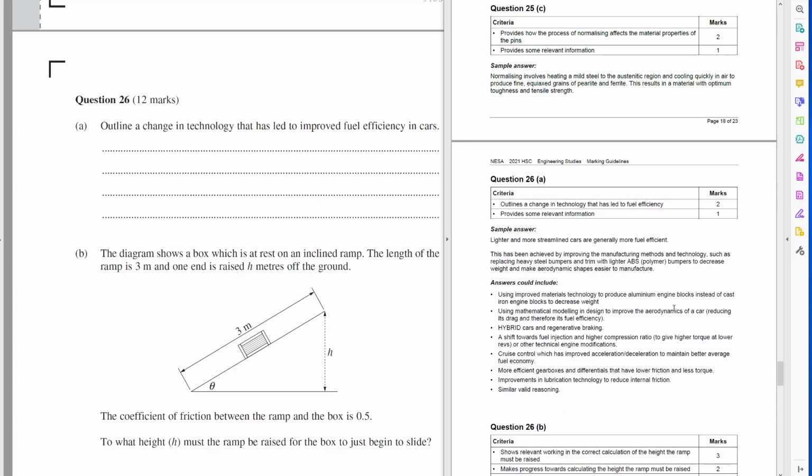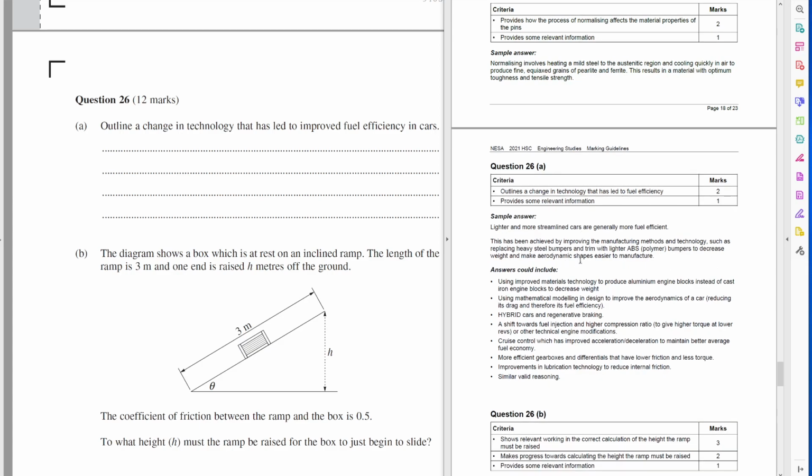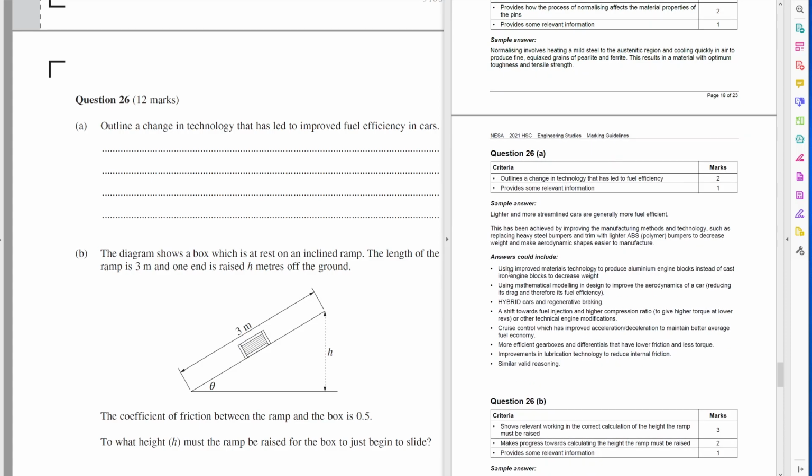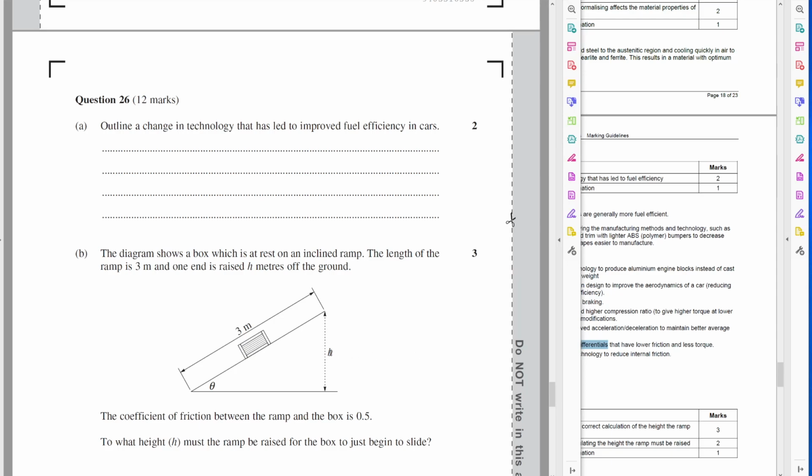What do they say? Lighter, more streamlined cars. Oh, great. Yep, using lighter materials and using aerodynamic shapes. That's a great answer. I didn't mention that. Hybrid cars, regenerative brakes, fuel injection. I said cruise control. Yeah, okay. I didn't think about that. More efficient gearboxes and differentials. Improvements in lubrication. Yep, okay. Lots of good answers there.